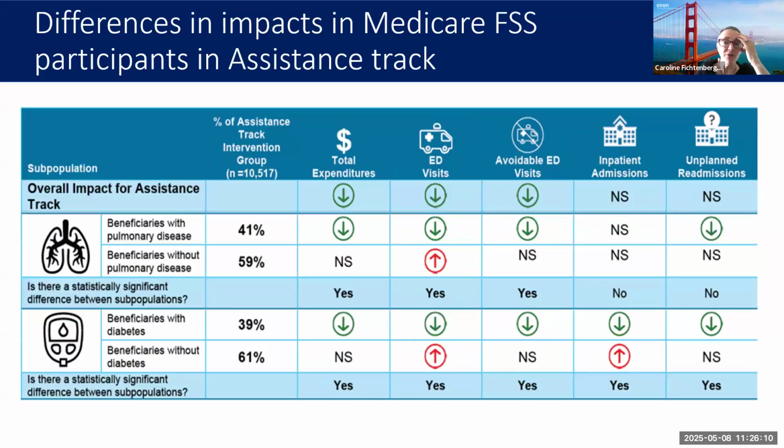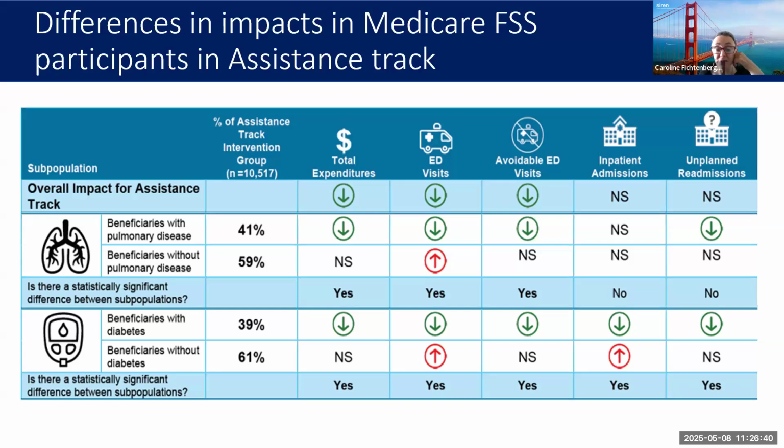Here is something similar for the assistance track participants. And again, they saw differences compared to what they saw in the alignment track in terms of who seemed to benefit more. So here they saw that individuals with pulmonary disease both had lower expenditures and reduced utilization for ED visits and avoidable ED visits compared to beneficiaries without pulmonary disease.